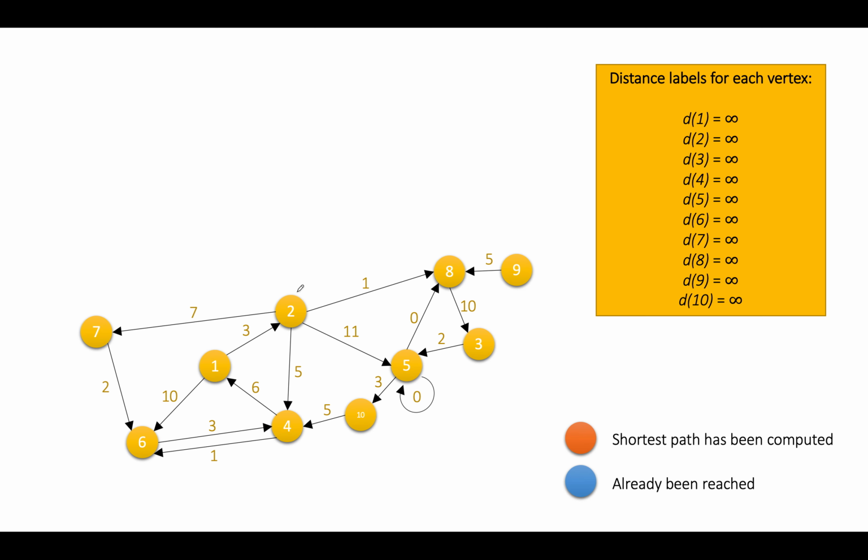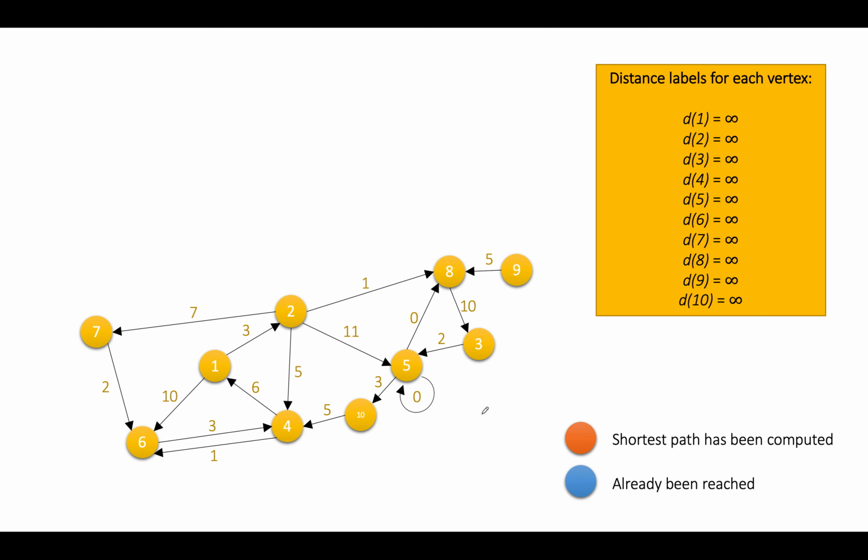The numbers inside the balls are just the label of the vertex or the node. I might use those words interchangeably. And here we have a table of the distance labels for each vertex. Initially they're all set to infinity as per the algorithm, and these nodes will change colour to orange and blue when the shortest path is being computed or when they've been reached.